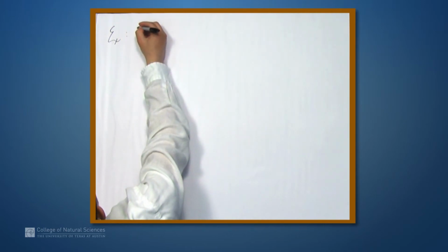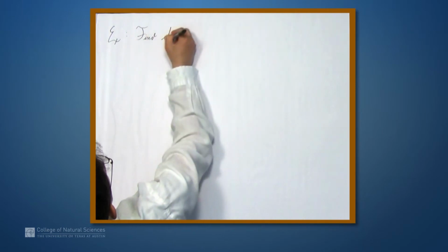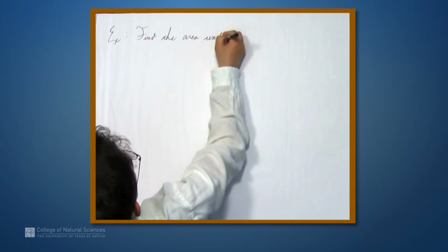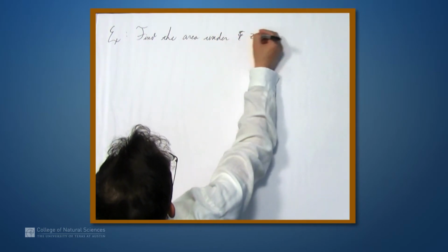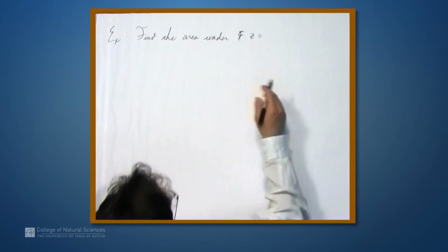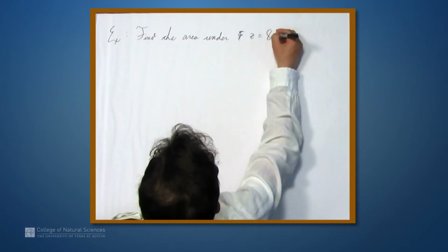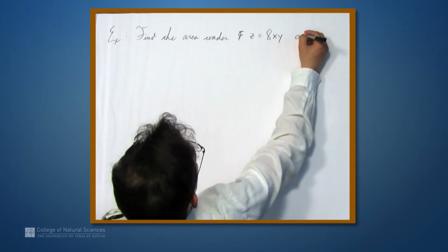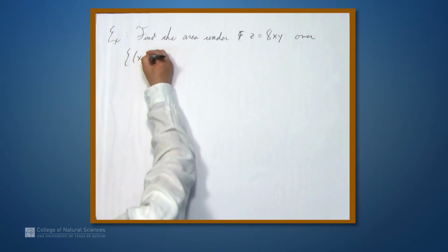In this example, we're going to find the area under the function, actually let's not call it f, let's be explicit, let's call it z. So we're thinking of this as a graph in three-dimensional space. Z equals 8xy, the same function as before, over the region defined as follows.